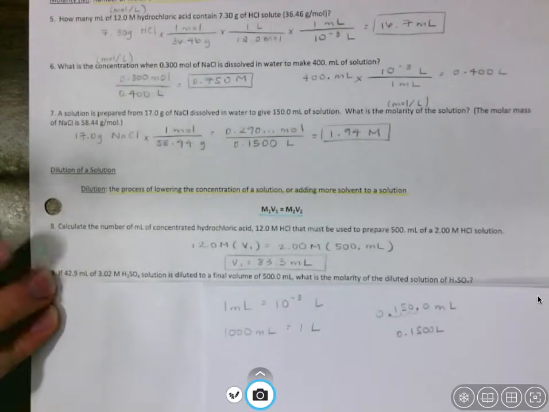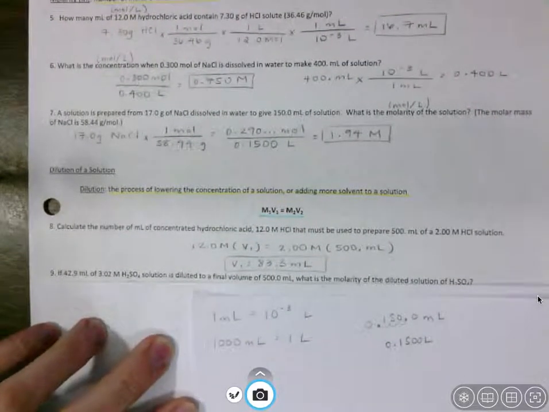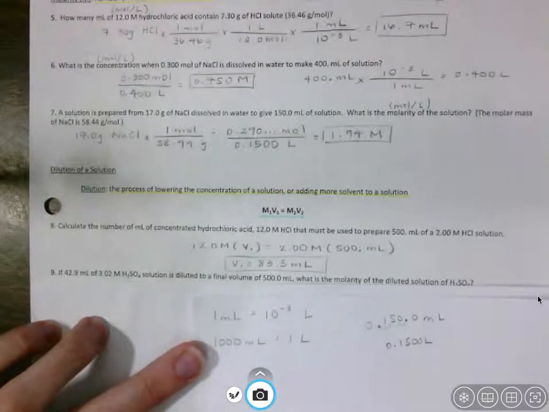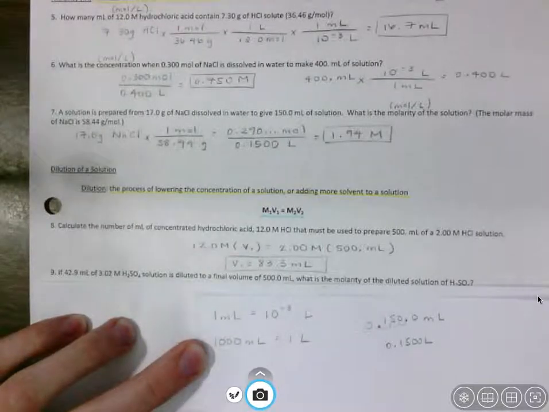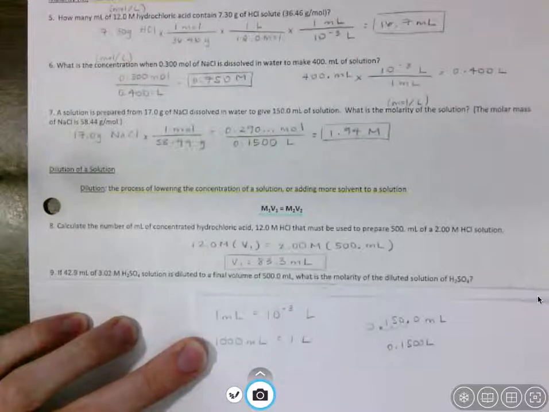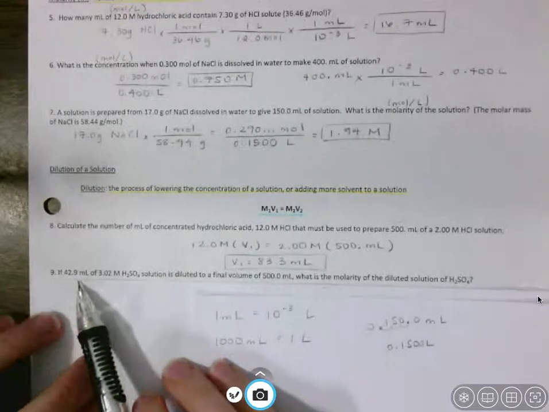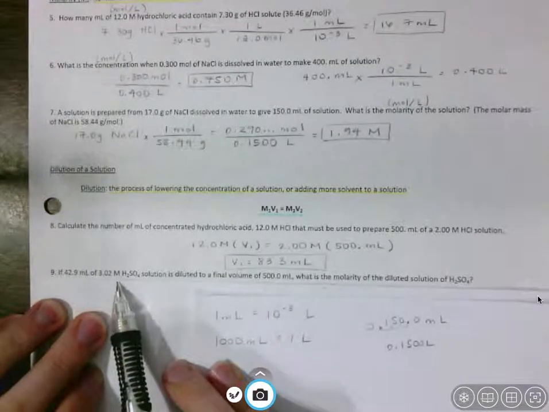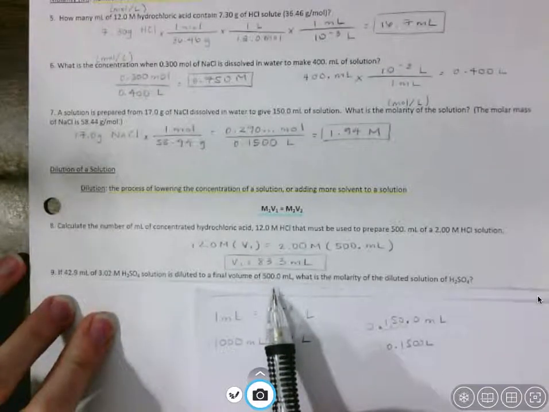Okay, so let's look at number 9. If 42.9 milliliters of 3.02 molar sulfuric acid solution is diluted to a final volume of 500 milliliters, what is the molarity of the diluted solution of sulfuric acid? So we have our initial volume, initial molarity, and then our final volume is this 500 milliliters, and we're looking for M2 basically.